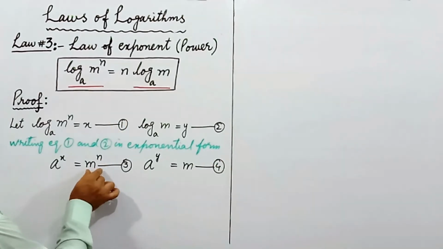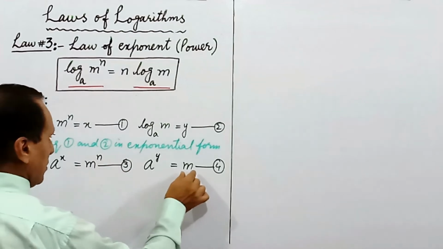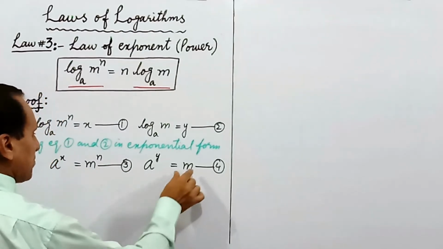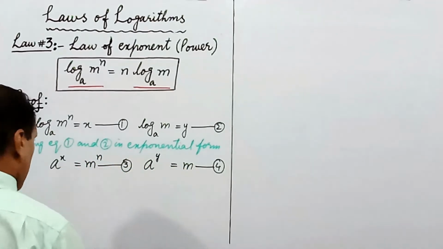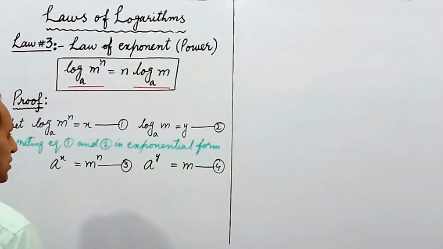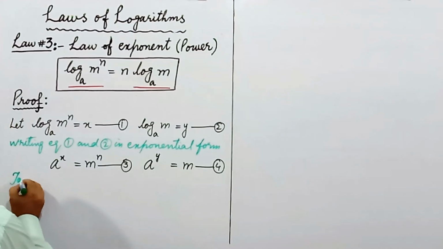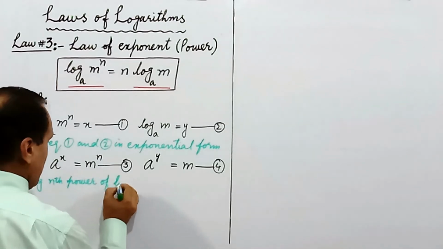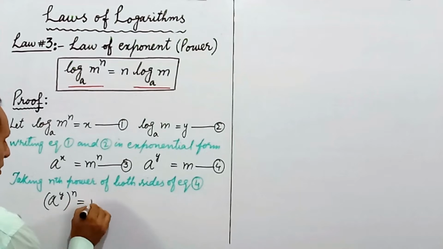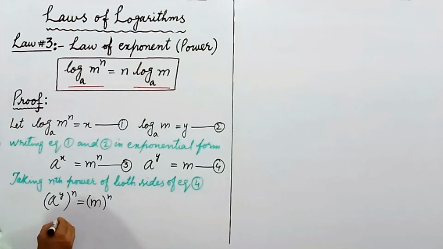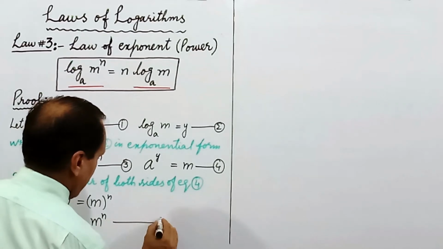In equation number 3 we have m raised to power n, but in equation number 4 we have only m. If we take the nth power of m, then we can compare these two equations. So taking the nth power of both sides of equation 4, we have a raised to power y whole power n is equal to m raised to power n. We get a raised to power yn is equal to m raised to power n. We name it as equation number 5.